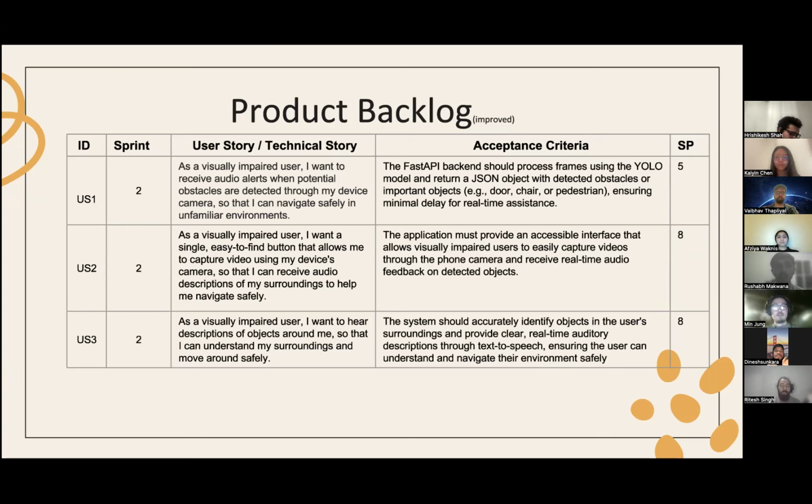As you can see, there are 3 user stories. User story 2 is: as a visually impaired user, I want a single easy to find button that allows me to capture video using my device camera so that I can receive audio description. The acceptance criteria for this is the application must provide an accessible interface that allows visually impaired users to easily capture videos. The story points is 8.